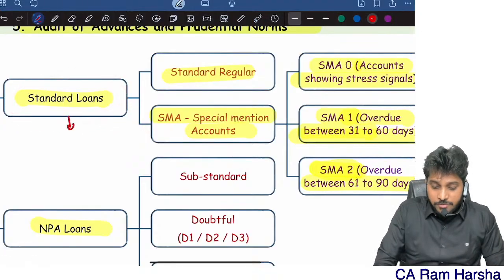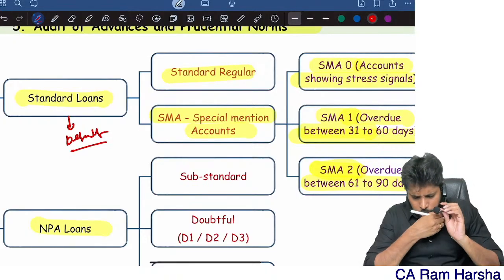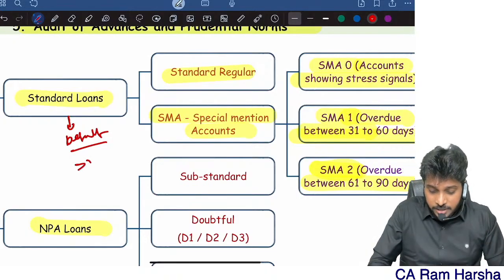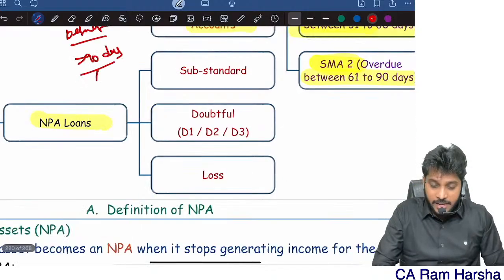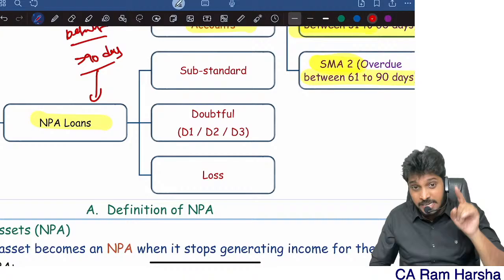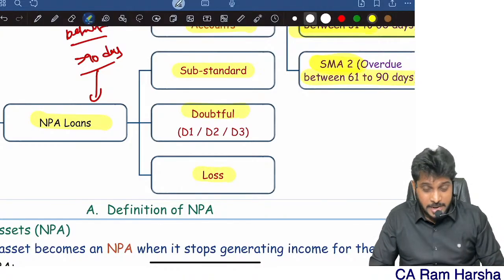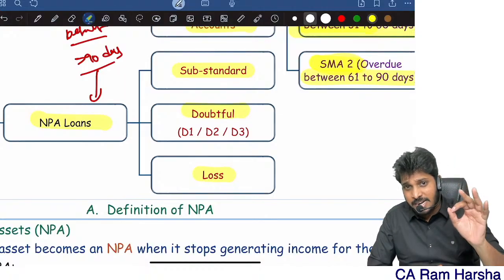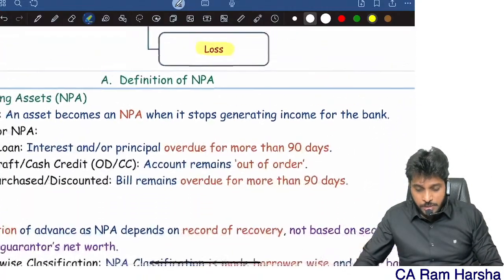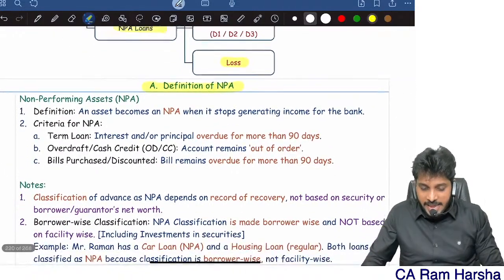Suppose there is a default, and the default is more than 90 days, straight away that loan will be classified under the NPA category. The NPA category is again subclassified into three types: substandard, doubtful, loss. Now let's look at what is an NPA exactly.